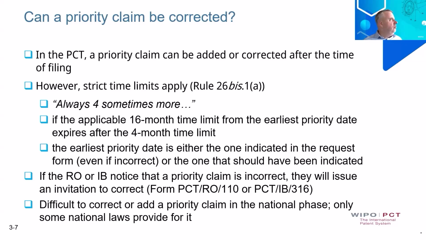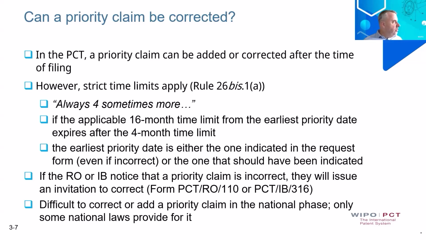Now, that 16-month time limit really is in practice only relevant if you do not wait until the very end of the priority period to file your PCT. Because if you wait until the very end of the priority period, you're at 12 months anyway, plus 4 months, you're at 16 months. So basically, the 4 months and the 16 months will very likely expire almost on the same day. However, if you file your PCT application slightly earlier than at the very end of the priority period, which of course is a good thing to do, then you might actually, in certain circumstances, have a slightly longer time limit based on the 16-month time limit from the earliest priority date.